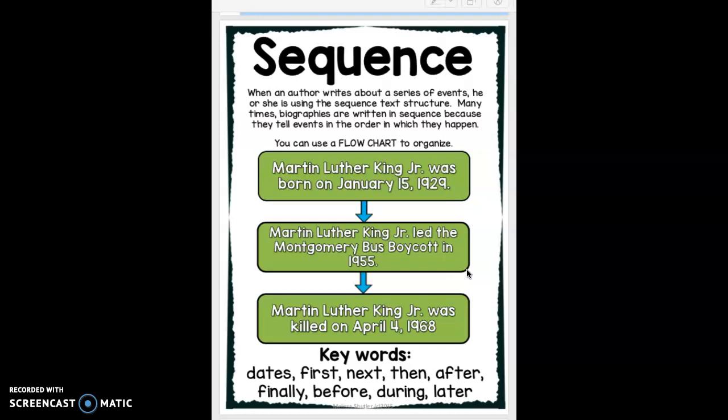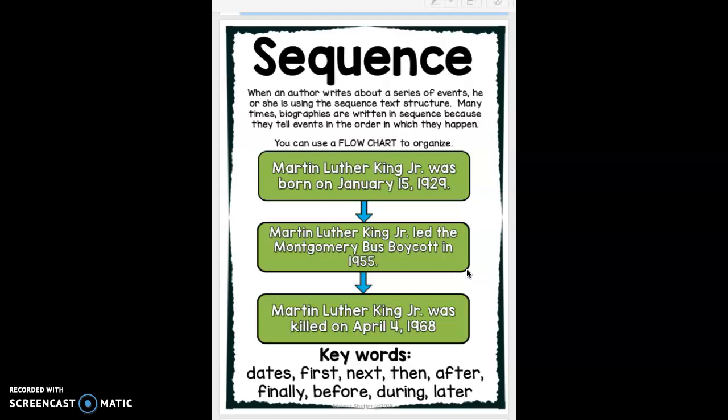That should sound familiar to you, the word sequence, things happening in the order in which they happened. So many times biographies are written in a sequence because they tell the events in the order that they happened in that person's life. Here's a little flow chart that shows about Martin Luther King. Martin Luther King Jr. was born on January 15th, 1929. Martin Luther King led the Montgomery bus boycott in 1955, and Martin Luther King Jr. was killed on April 4th, 1968.